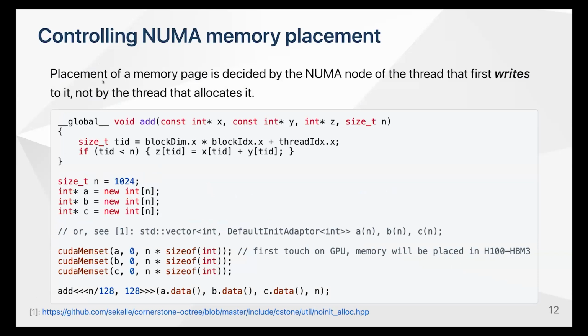Another example is when we have the same GPU kernel, but instead of using std::vector, now we are using plain arrays, because we don't want the allocation to happen on the CPU. We just allocate the memory, but then the first touch happens on the GPU using cudaMemset. So the memory in this case will be placed on the H100 HBM3 memory of the GPU, and then you can still, the same way, pass this memory to the kernel.